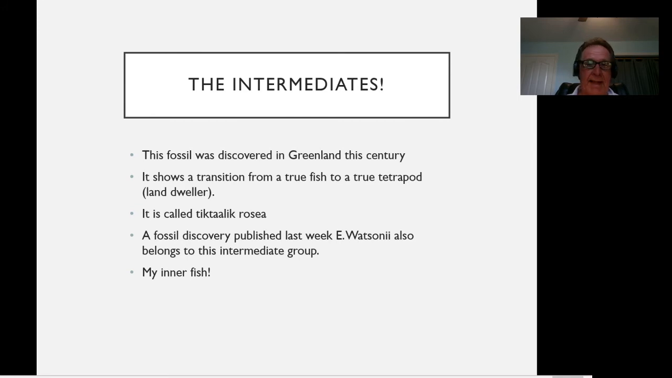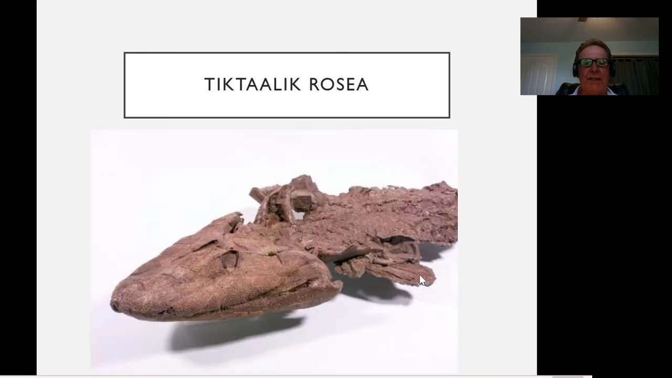And then last week, there was a second discovery made called E. watsoni. It is also an intermediate and belongs to this intermediate. So what did they look like? Well, here's Tiktaalik. Again, you can see it's incomplete. Pretty good head preservation. The rest of the body, not so much. But here you can see this four-limb development, Tiktaalik rosier, much better preserved in E. watsoni. I'll show you. So this was the first intermediate.